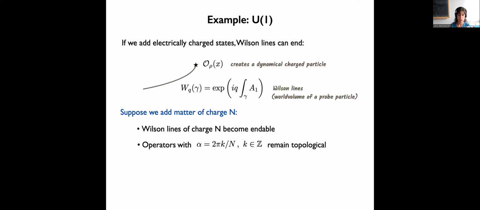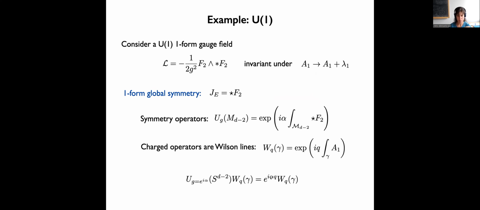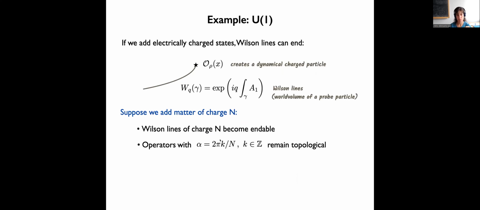Meaning that only operators that link non-trivially with them fail to be topological. In other words, those that link trivially, which are labeled by this conjugacy class, by this alpha. Whenever this phase is trivial, the operator is going to link trivially. So whenever alpha satisfies this, the symmetry operator links trivially with the Wilson line of charge n, and therefore remains topological. So the one-form symmetry is broken, but it's broken to a discrete Cn group, because there are some operators that remain topological.